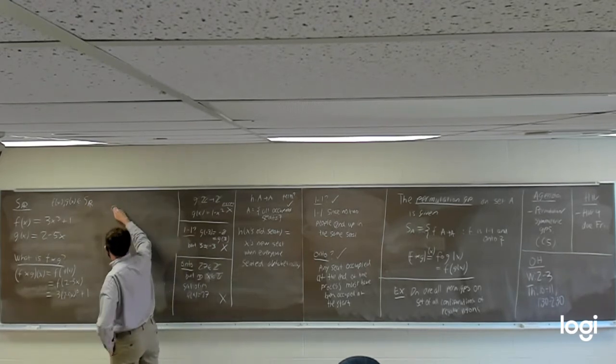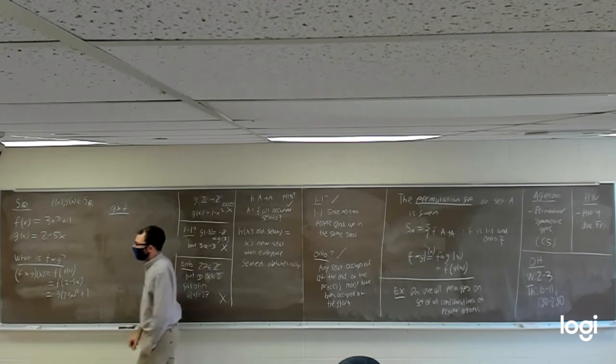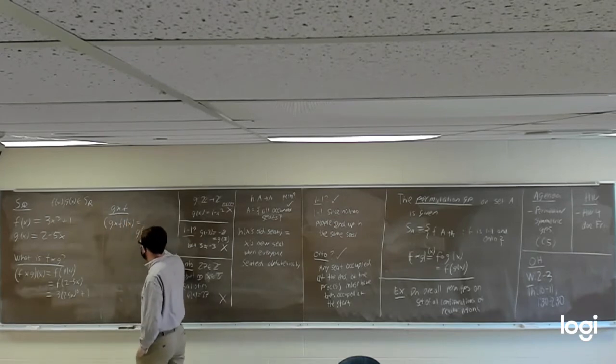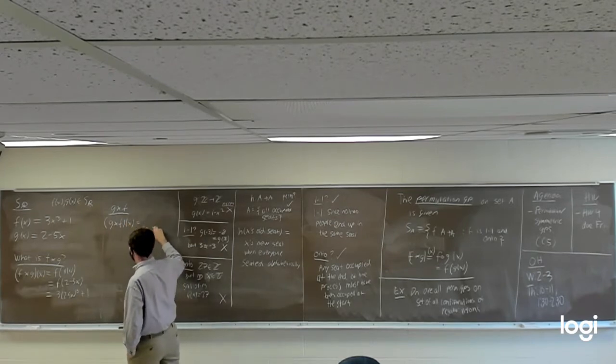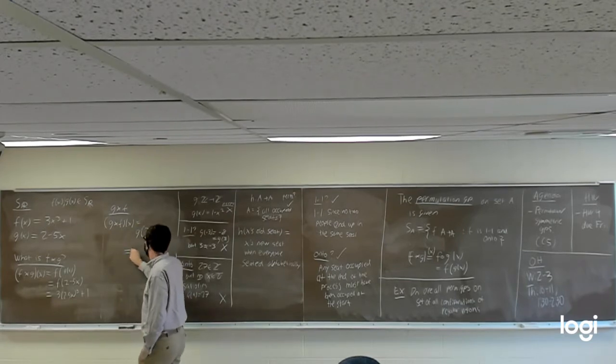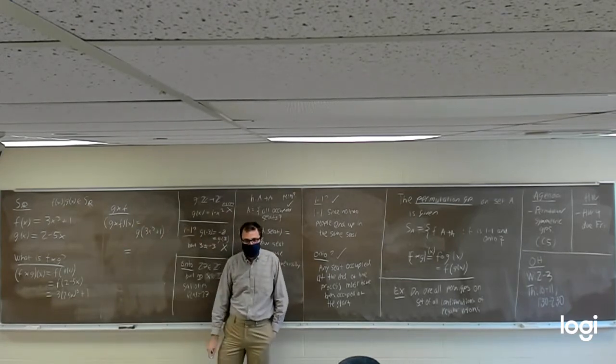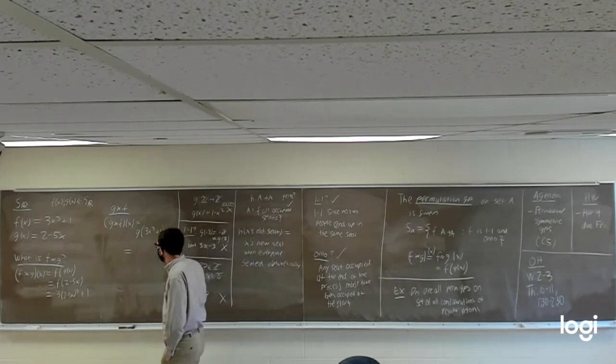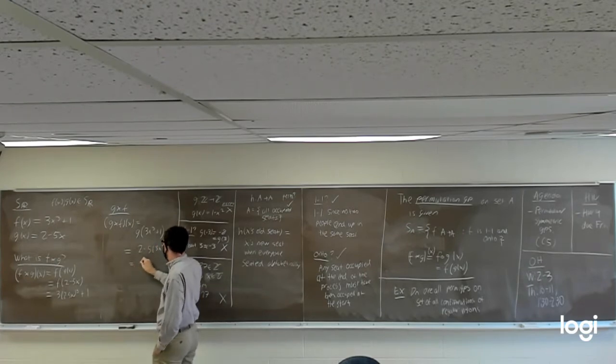How about g star f? That's going to be g of 3x cubed plus 1. What's that going to come out to? It'll just be 2 minus 5 times (3x cubed plus 1). Yeah, so it's going to be this expression, which is the same as negative 15x cubed minus 5 plus 2, which is minus 3.